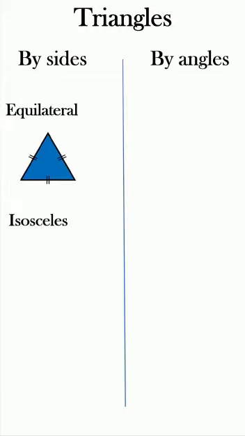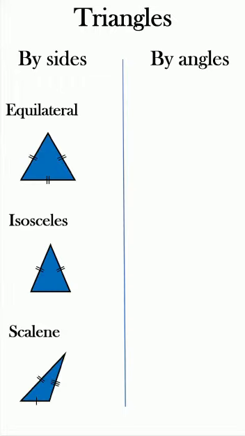Then we're going to look at the isosceles triangle. This triangle has 2 equal sides and 2 equal angles. Then we're going to look at the scalene triangle, which has no equal sides and no equal angles.